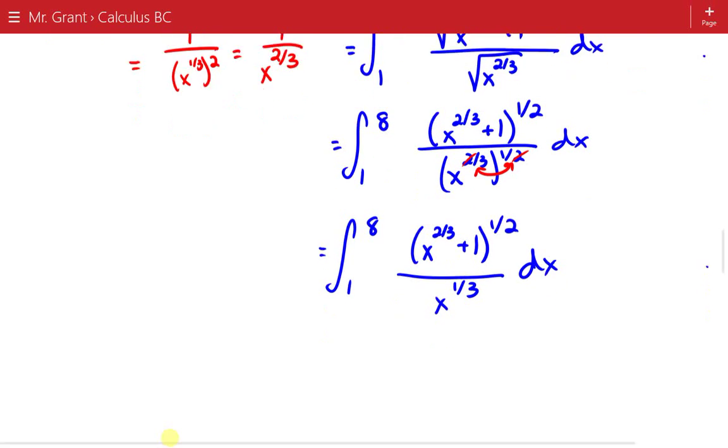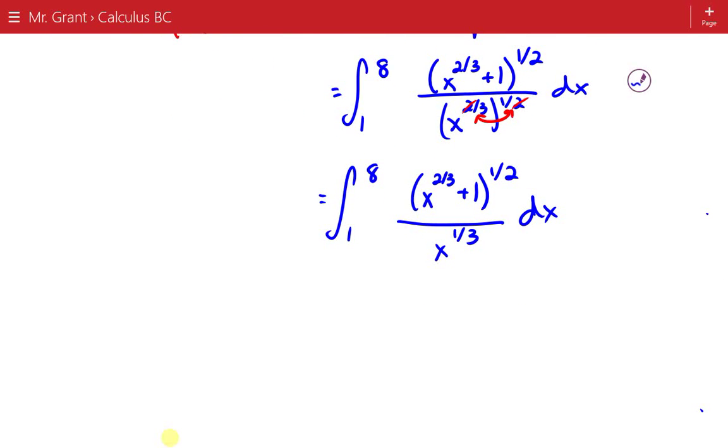But if we split this fraction, I think u substitution might actually come in handy now. What I mean by splitting the fraction is I'm going to keep that x to the 2/3 plus 1 to the 1/2 power out front, and then split the second piece. The denominator is 1 over x to the 1/3 dx.